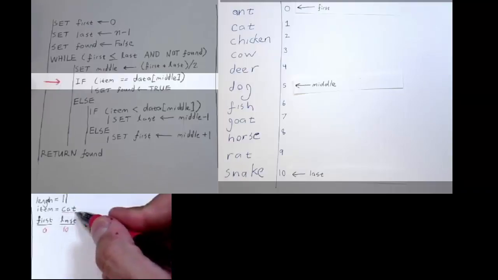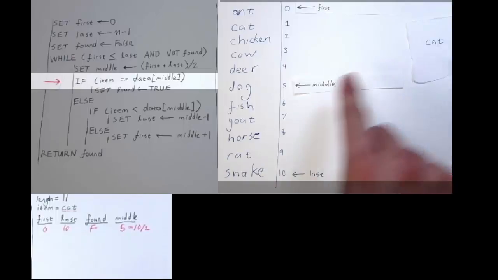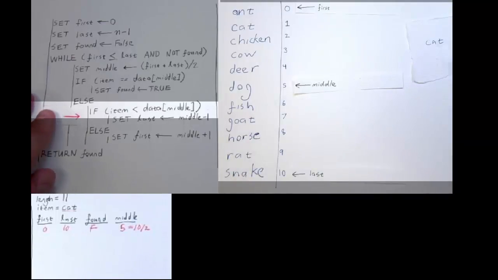If the item equals data middle. So I should have said this before, but we are following along with page 220 of your book, and the thing that we're searching for is cat. So the item we're looking for is the word cat. So C comes before D. If the item equals the data in the middle, so cat does not equal dog, then we would return true. But we don't do that. We're going to skip to the else block.